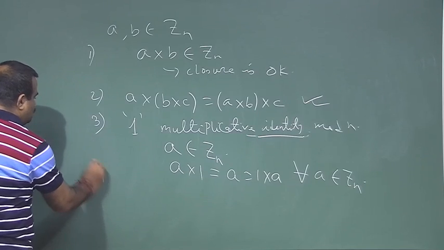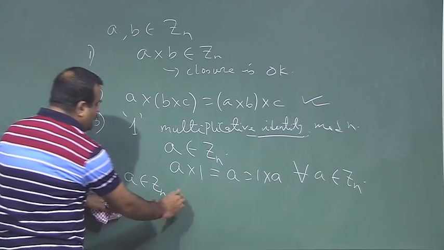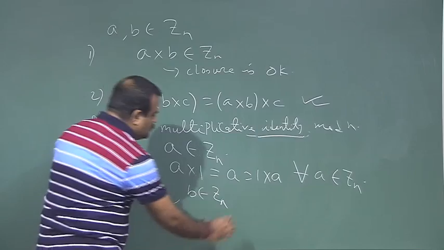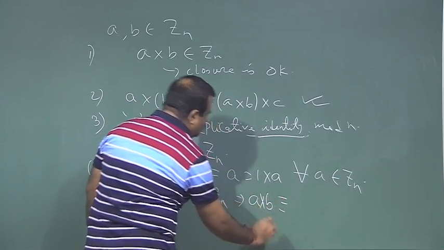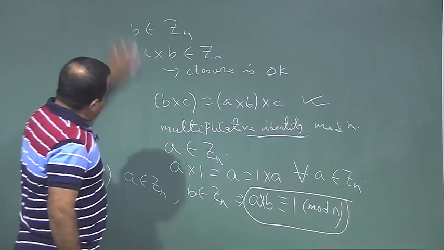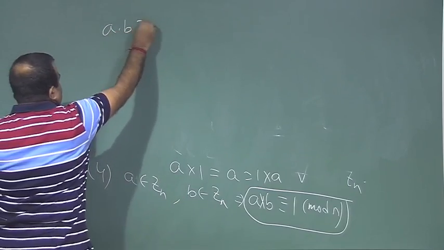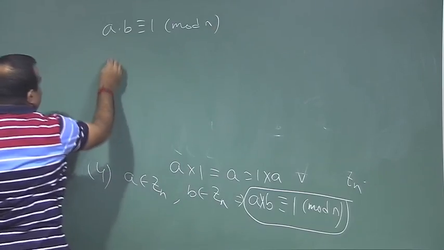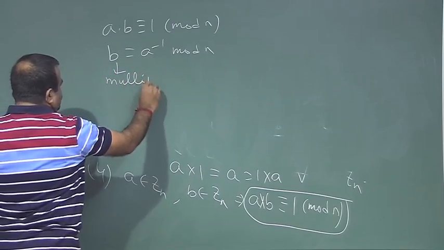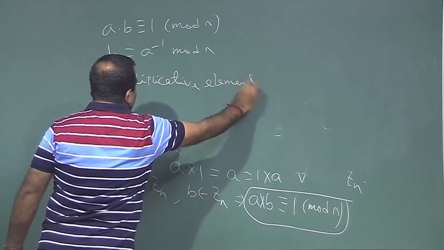But for the inverse, let A be an element in Zn. Then B will be said to be the inverse of A if, when we multiply them, it gives us the identity element under mod n. So, A dot B should be congruent to 1 mod n. Then B is called A inverse mod n. This is the multiplicative inverse. It may exist, may not exist. If it exists for all the elements, then it could be a group, because all the other properties are there.